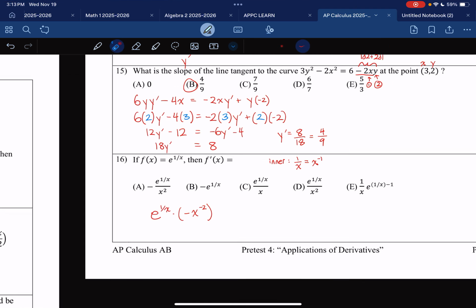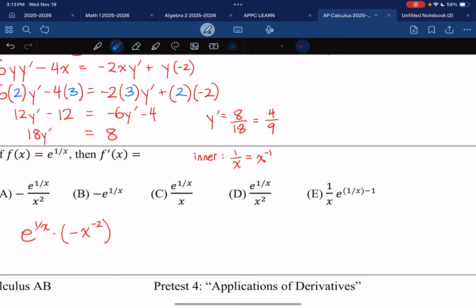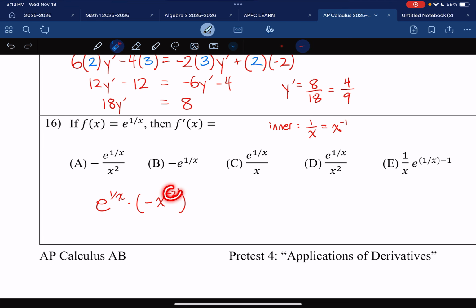I'm noticing that all of these answers have an x kind of in the bottom except for b. So that means I'm using that negative power and I'm bringing this x down to the denominator. That means e to the power of 1 over x is still in the numerator, and this x to the power of 2 now, not -2, is in the denominator. Don't forget that negative still needs to be in there somewhere. It doesn't really matter where you put it.